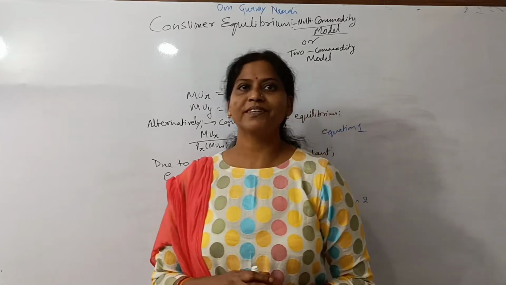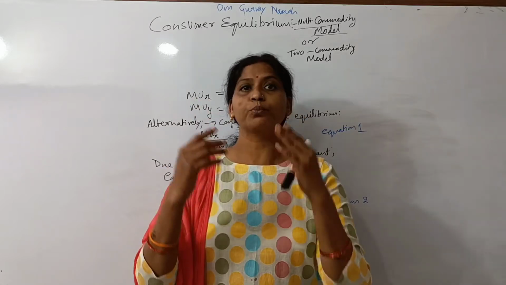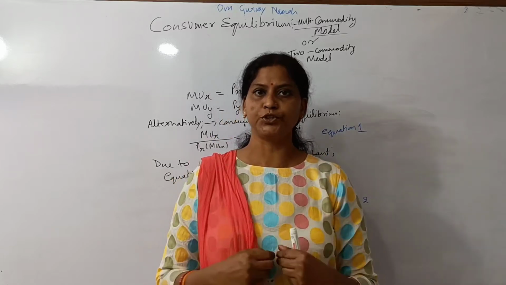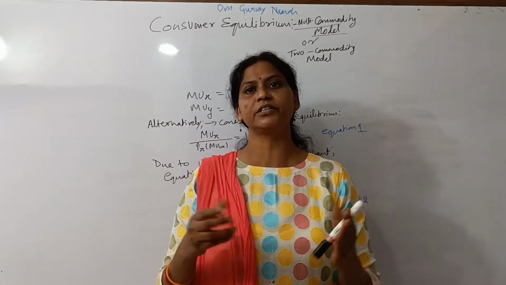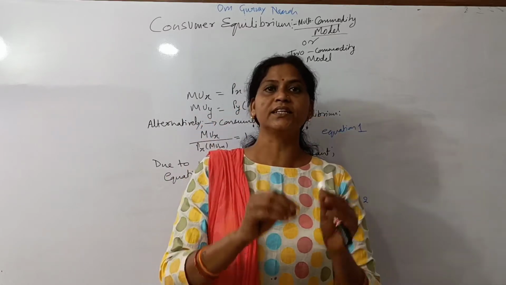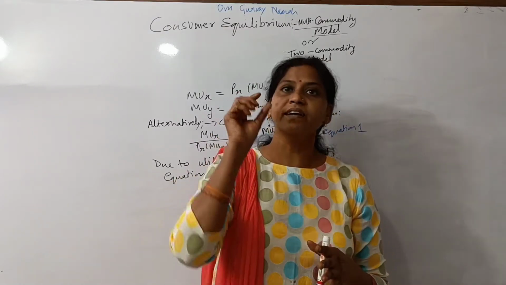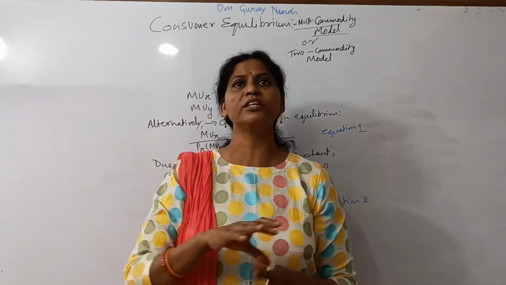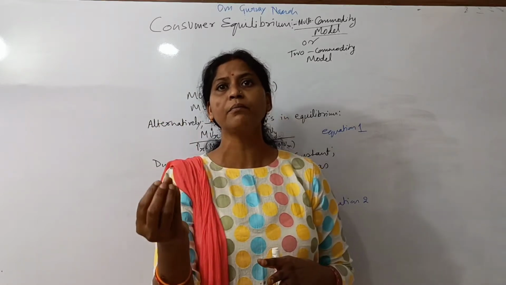Okay, now today's topic is consumer equilibrium in a multiple commodity model, or two commodity model. Actually, this law states that a consumer consumes various goods in such quantity that the marginal utility derived per unit of expenditure on each good is the same. The whole meaning of that is a rational consumer spends his income on various goods in such a manner that each rupee invested on each good yields the same marginal utility.